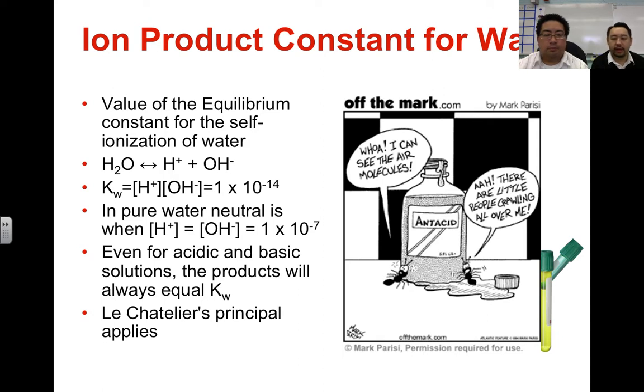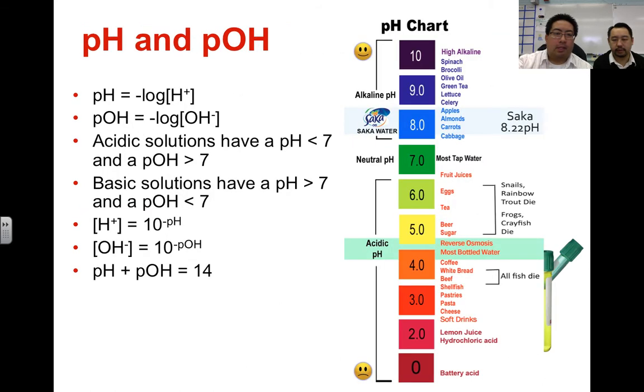Notice that for acidic and basic solutions, whenever you multiply the two together, they always wind up equaling Kw. And Le Chatelier's principle will apply where we can do the teeter-totter thing. Right. There's the pH scale and there's also pOH. pOH is not used as well. pH is the one that's used. pH is equal to the negative log of the hydrogen ion concentration. pOH is basically the same thing, but instead of hydrogen ion concentration, it's the molarity of hydroxide ion.